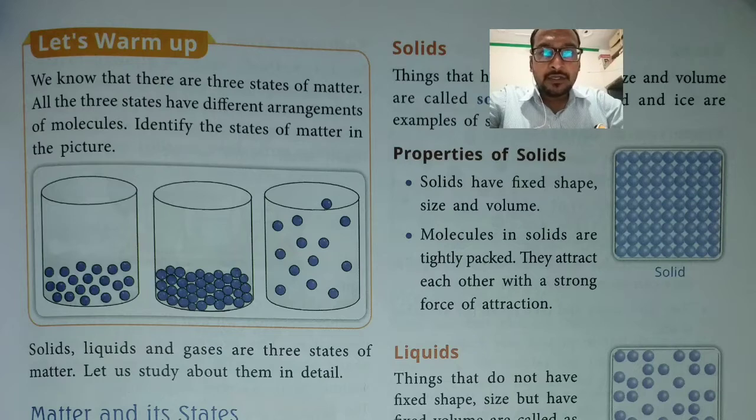First container, you will see the molecules are loosely packed. Okay, so it's a liquid form. In the second container, you have molecules closely packed, so you can say it is solid. And the last container represents gaseous state, so the molecules are far apart and the distance is more in comparison to others. Then solid, liquid and gas are 3 states of matter, so let us study about them in detail.